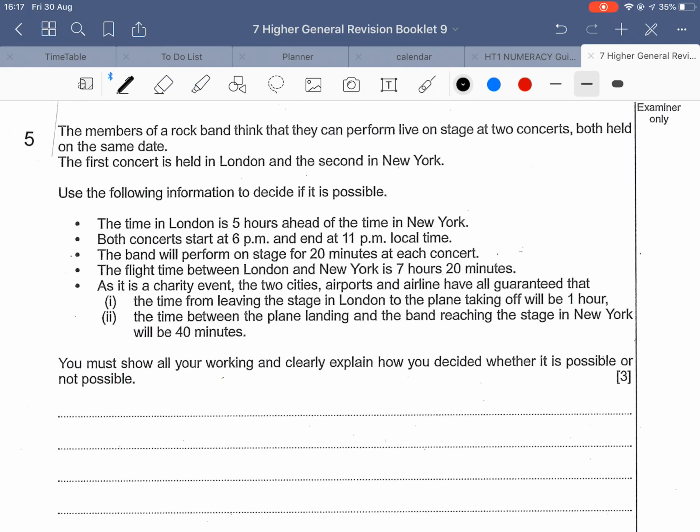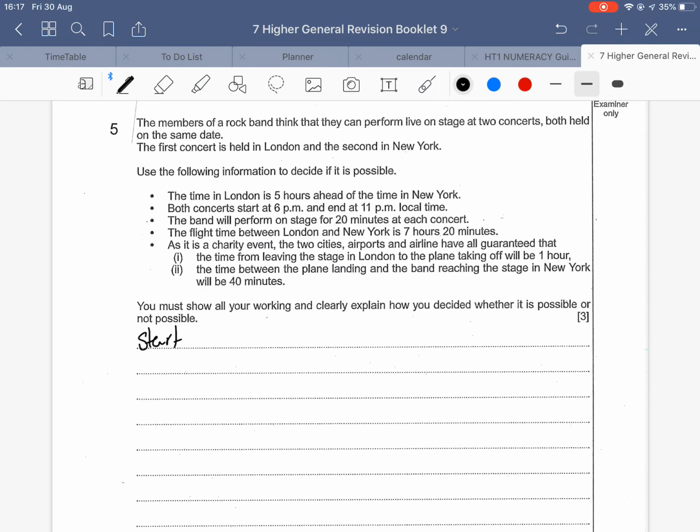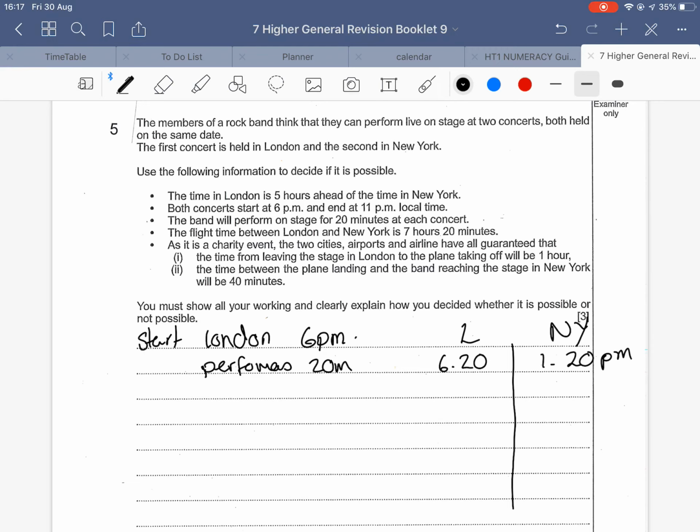Okay, so the first concert is held in London. So we're going to start in London, and they start at 6 p.m. So I'm going to do a London and New York timeline. The performance is 20 minutes, so in London the performance ends at 6:20. Now that's 5 hours ahead of New York time. So in New York, take away 5, it's going to be 1:20 p.m. Let me put p.m. and a.m. just because otherwise I'll get confused.